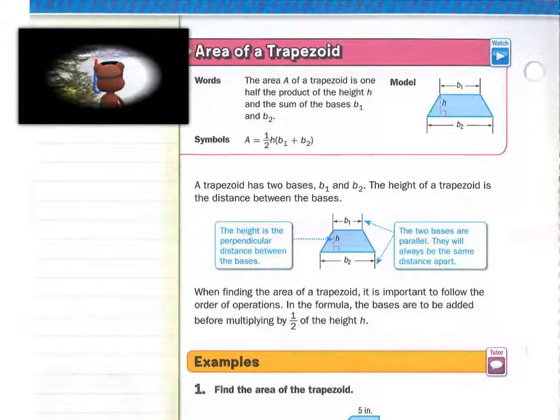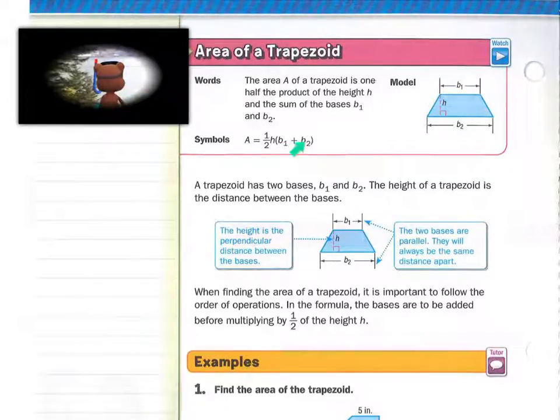Stuart. And one way that you can write this is area equals 1/2 times the height times base 1 plus base 2. Okay, so let's look at this trapezoid over here. This kind of looks like a bed. You have base 1, base 2, and your height. You would need to multiply.